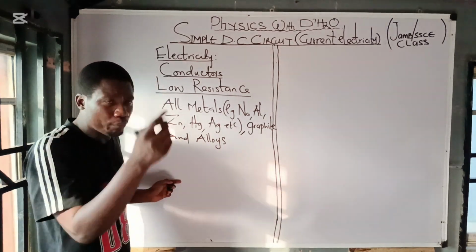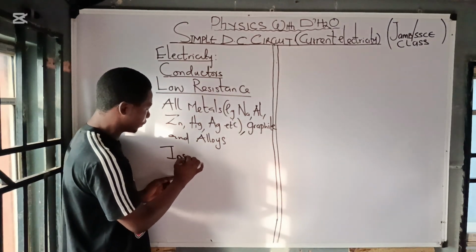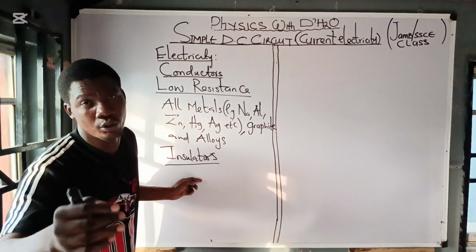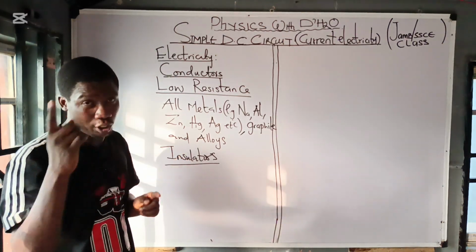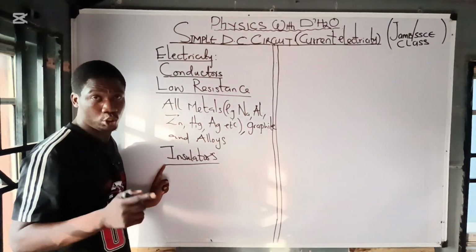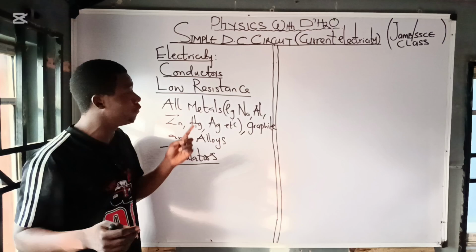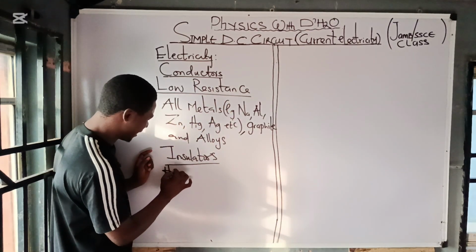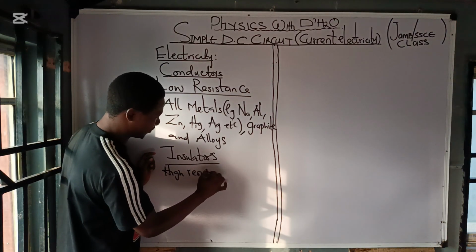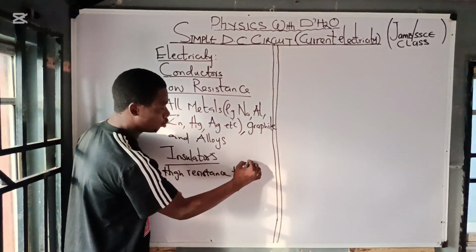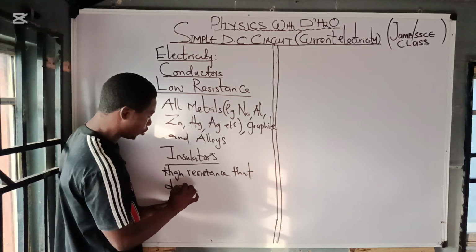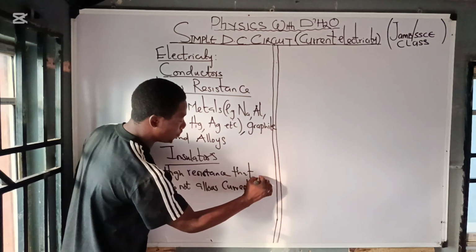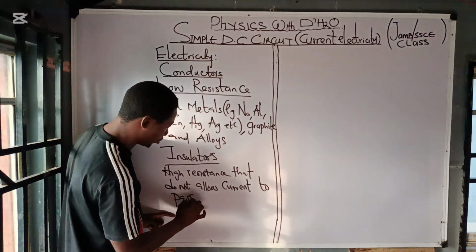Now we'll dive into something else which we refer to as insulators. What are insulators? Insulators are materials, on the other hand, of high resistance. Don't forget I told you conductors are materials of low resistance. Now insulators are materials of high resistance that do not allow current to pass through them. Take note of that.